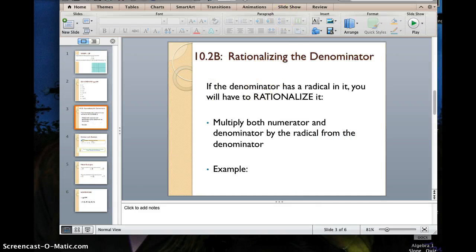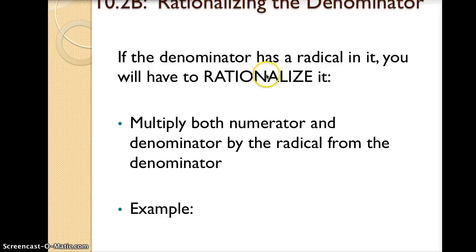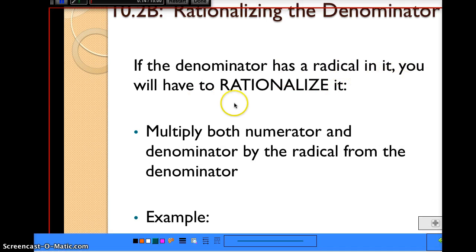All right, 10.2 guys, let's go ahead and learn how to rationalize the denominator. Rationalizing means that you're going to turn the denominator into a rational number. If the denominator has a radical in it, you have to rationalize it because it's not considered to be in simplest form. What you'll do is multiply both the numerator and the denominator by the radical from the denominator.